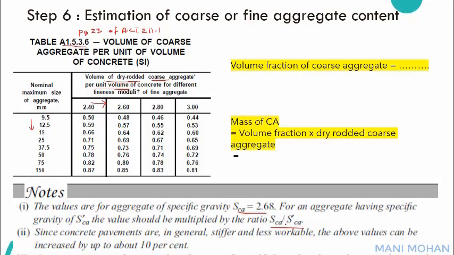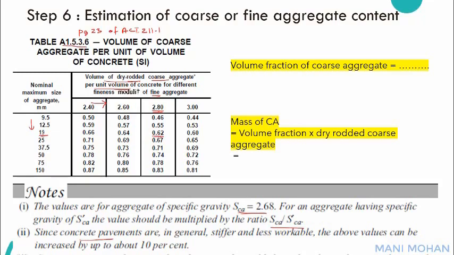Moreover, for less workable concrete, such as required for concrete pavement, this value may be increased by about 10%. If workable concrete is needed, such as when placement is to be done by pumping, this value can be reduced by 10%. For the mix design problem of M20 grade concrete, we have maximum size of aggregate as 19 mm with fineness modulus of fine aggregate as 2.2. Referring to the table, we get the volume of dry rodded coarse aggregate per unit volume of concrete as 0.62.